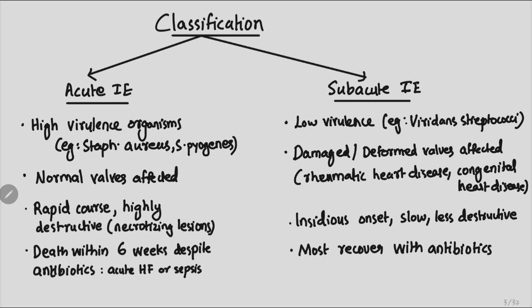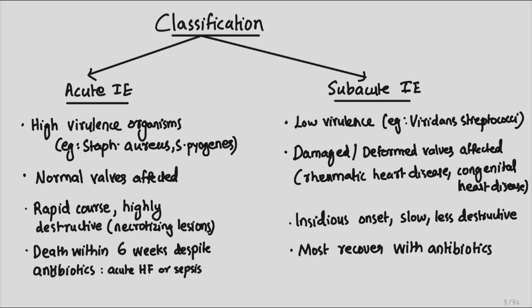What is the difference? Acute infective endocarditis is caused by highly virulent organisms. Those include Staphylococcus and Streptococcus pyogenes, mainly Staphylococcus aureus. It is highly virulent and can even affect the normal valves of the heart. It has a rapid course and is highly destructive. It has a very high mortality rate even if we treat with antibiotics. While subacute infective endocarditis has low virulence, the organisms are low virulent organisms, mainly the viridans streptococci. This is the most common organism causing infective endocarditis.